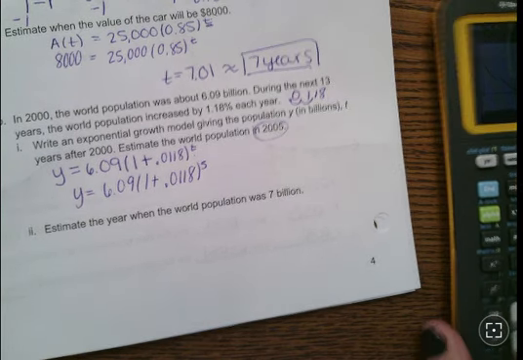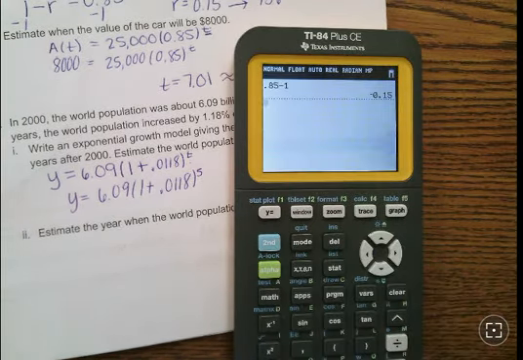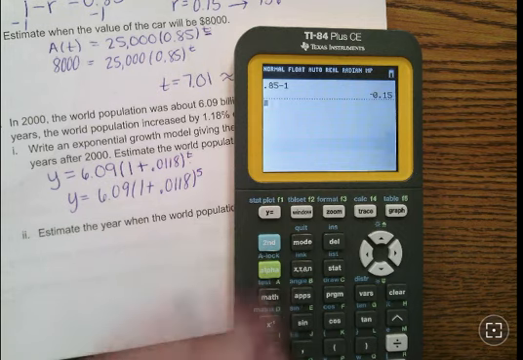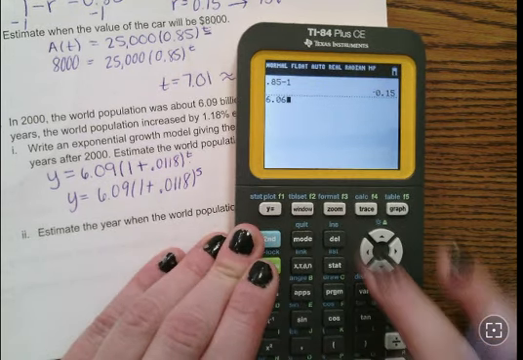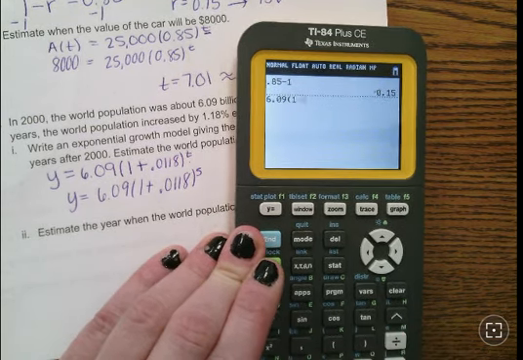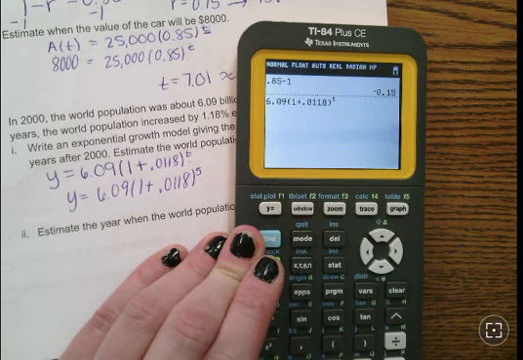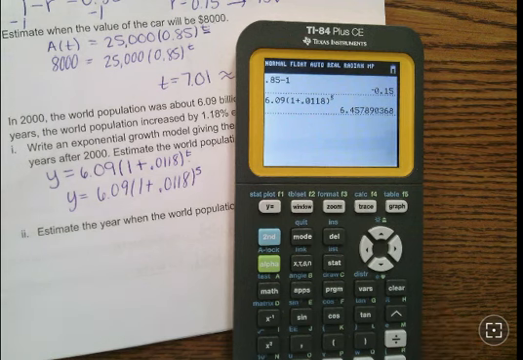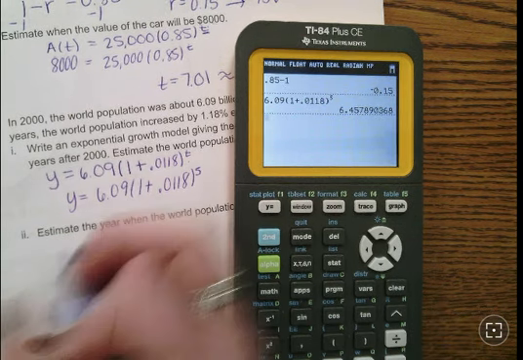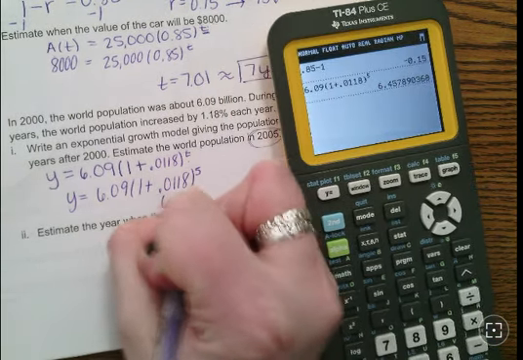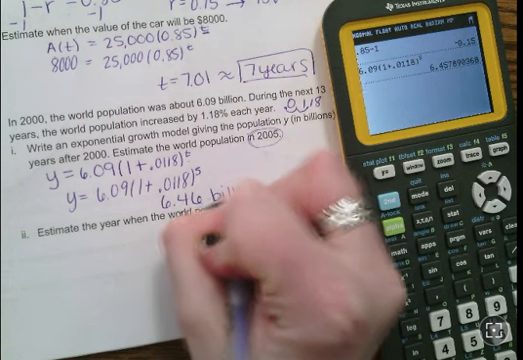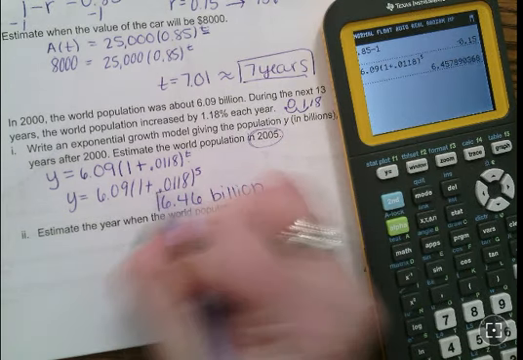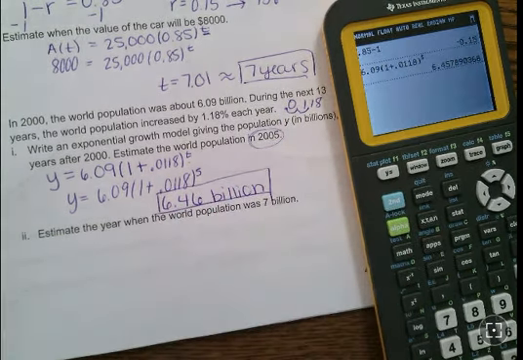Okay? And so if you plug that into your calculator here, 6.09 times 1 plus 0.0118 to the power of 5, that gives you 6.46-ish. 6.46 billion people in the world in 2005, according to that model.